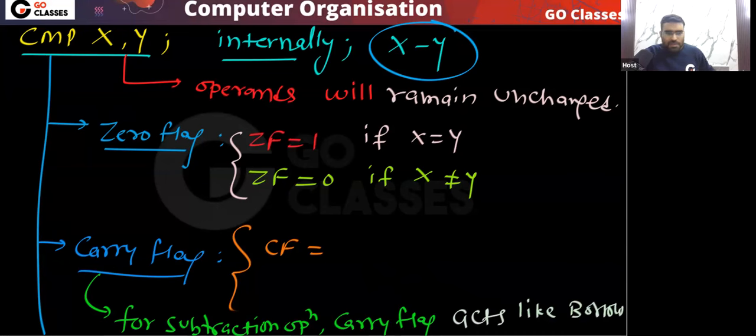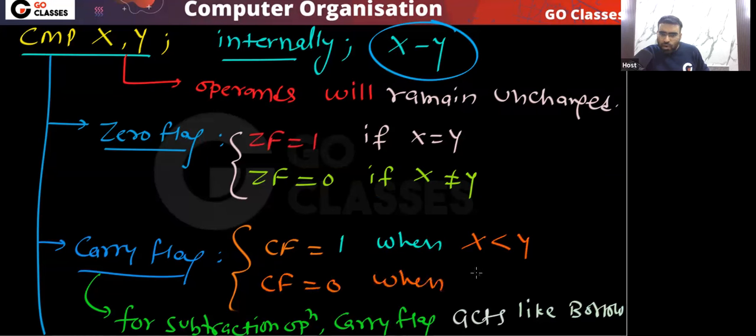So tell me, in which situation do you need borrow? The carry flag will be set when you need borrow. When you are doing the subtraction X minus Y, you will need borrow if X is less than Y. In other cases, if you don't need borrow, then the carry flag will be reset. This is what we have already seen.